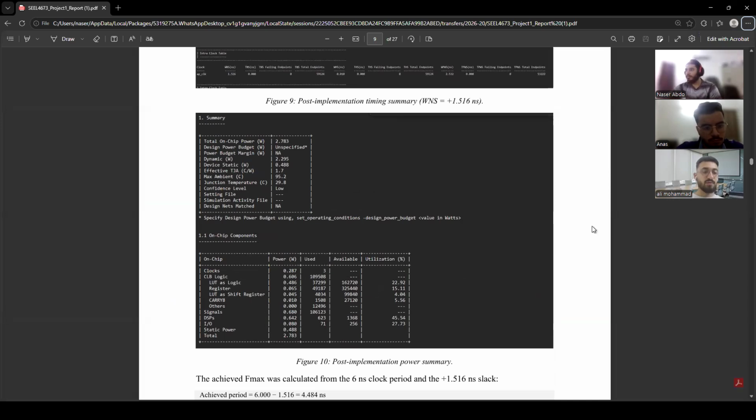Yeah, and as you can see, figure 10 here shows the total power at around 2.783 watts. And now we're moving on with my teammate Anas.